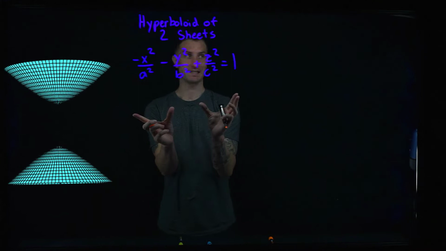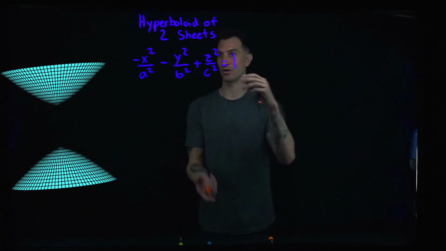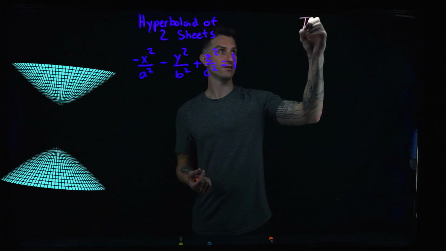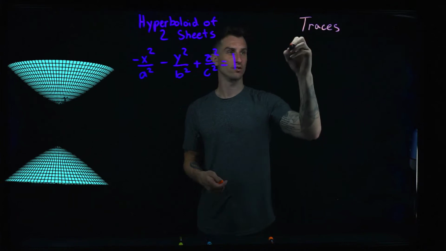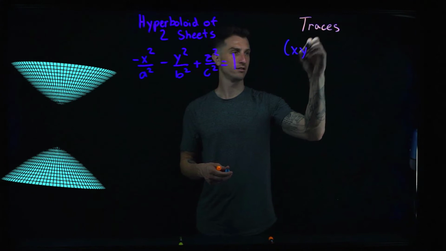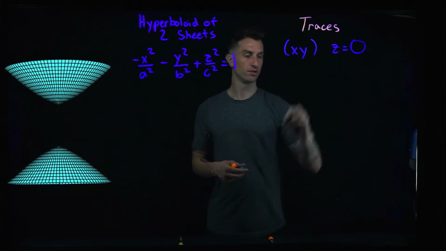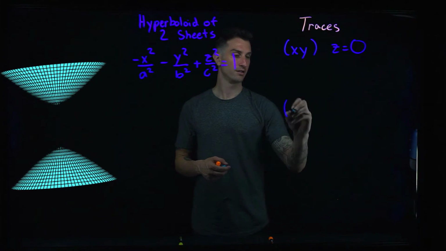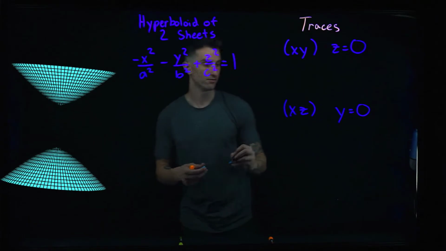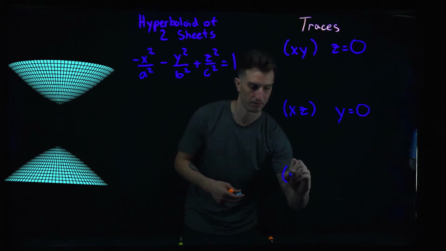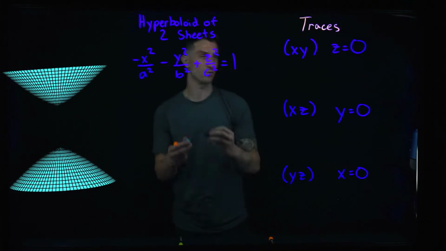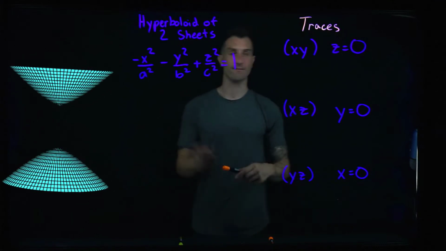Okay, so we're going to take this idea, you'll see the traces pop up here, and we're going to do the same thing, right? So let's write traces. We'll do blue as normal. We'll look at the xy when z is equal to 0. We're going to look at the xz when y is equal to 0. And of course, the yz when x is equal to 0. We'll get rid of the squeaky marker for a second, hopefully. Okay, so let's get into this.